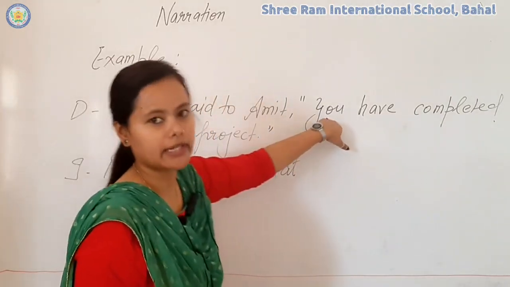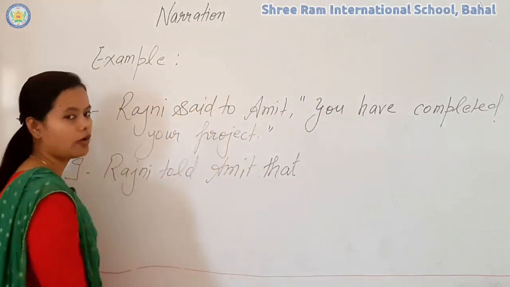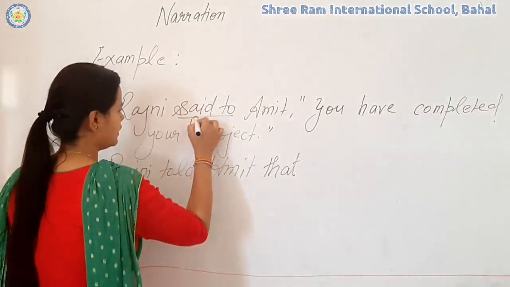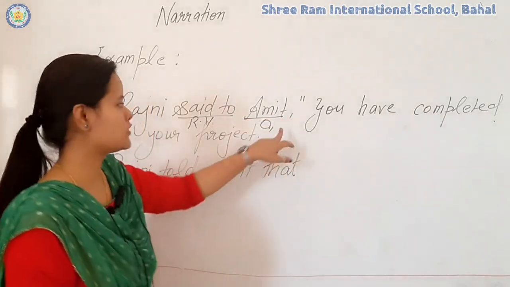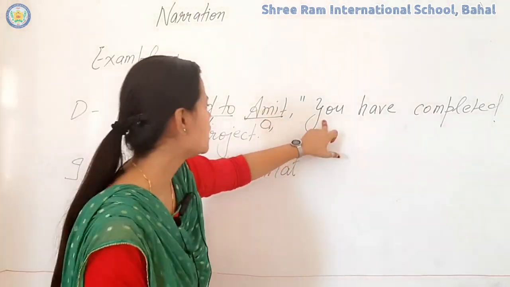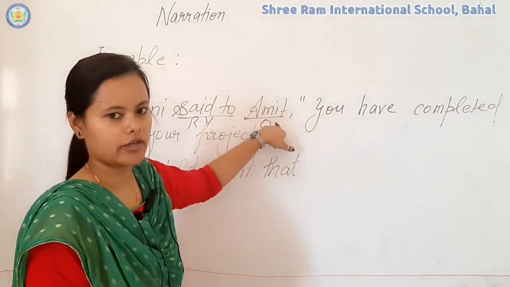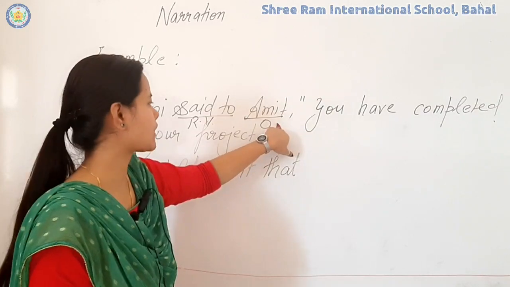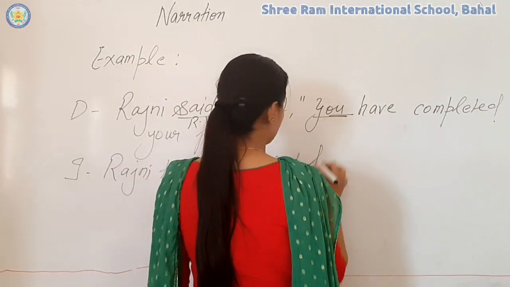Now you is second person, and second person will change according to the object of the reporting verb. This is your reporting verb, and Amit is the object here. So you have to change you according to Amit. Amit is a boy, so which pronoun can we use for him? We have to use he here. So you will change into he.